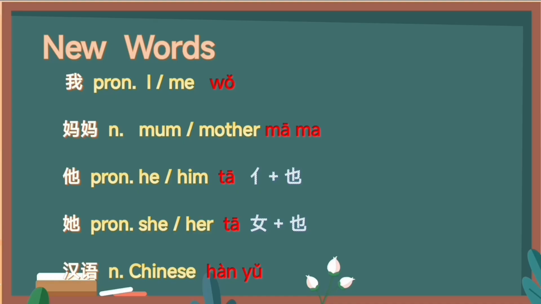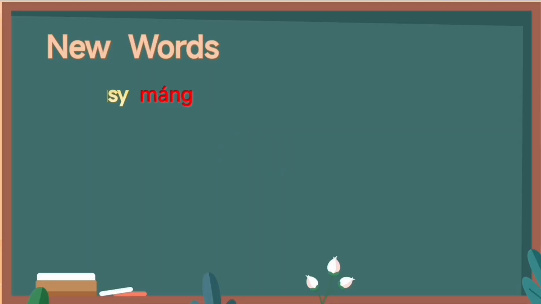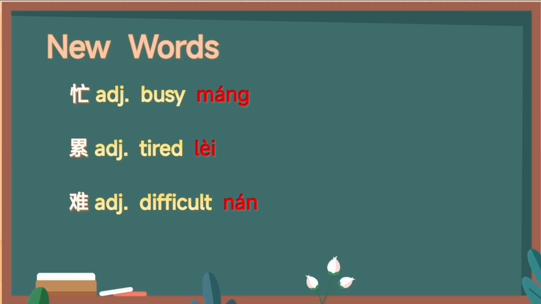Let's read these nouns and pronouns together again. 我 妈妈 她 汉语. Let's move on to another group of new words. They are mostly adjectives. Read after me, please. 忙 busy. 累 tired. 难 hard or difficult.